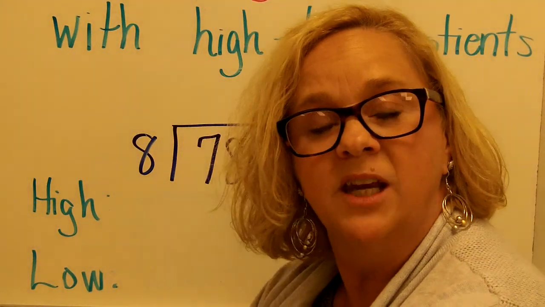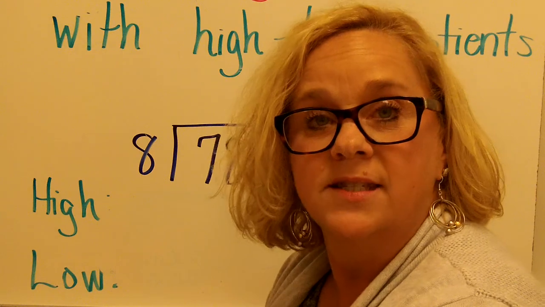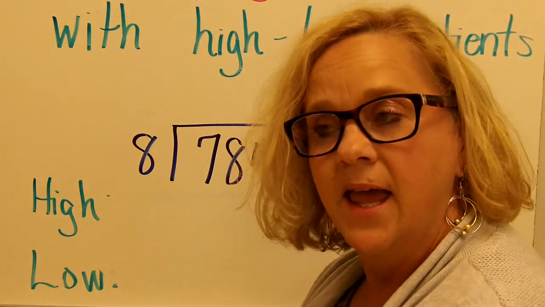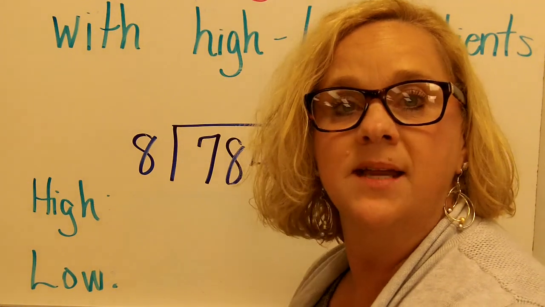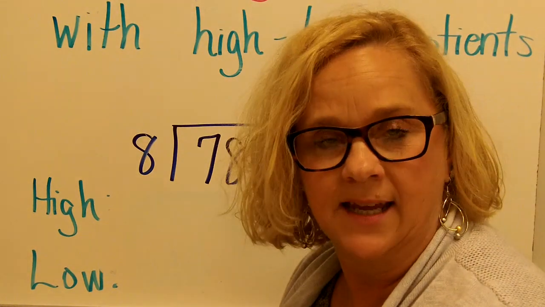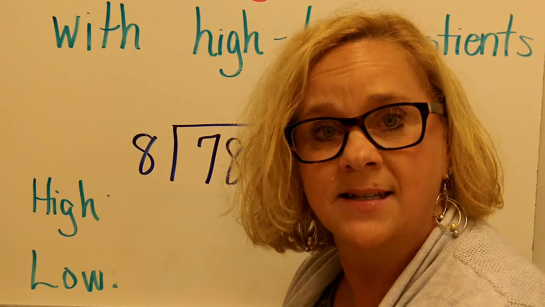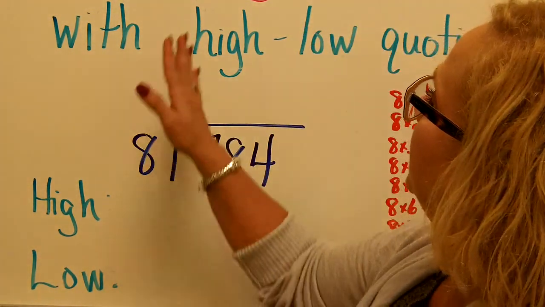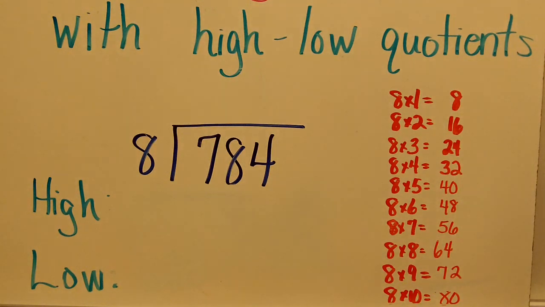We're going to be estimating with quotients today in division. We're going to be looking for high estimates and low estimates. And when we're estimating, that means that we're normally rounding. We're not finding the exact answer, but we're finding an answer that is close. All right, so we're estimating quotients with high and low quotients.